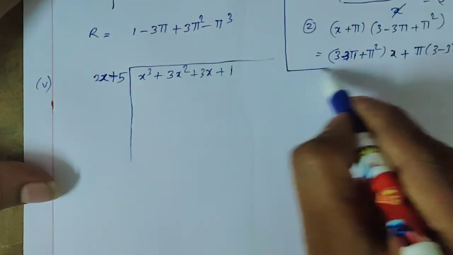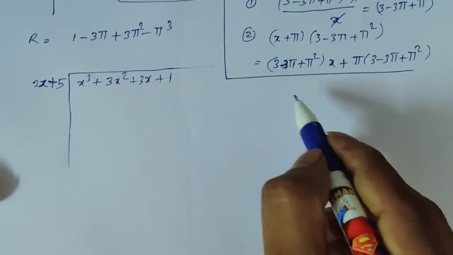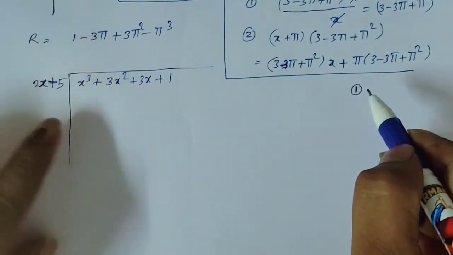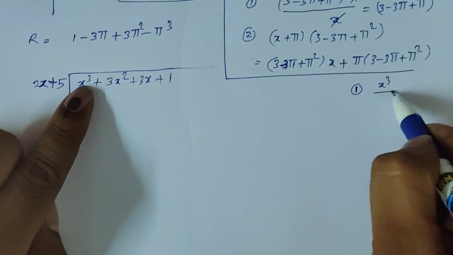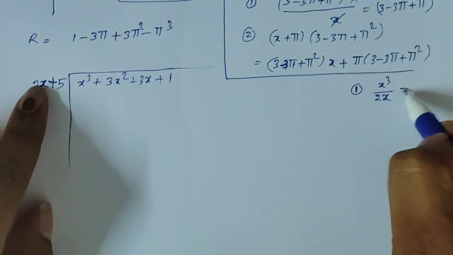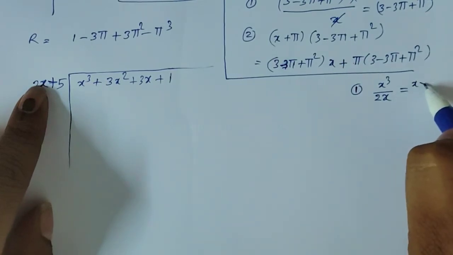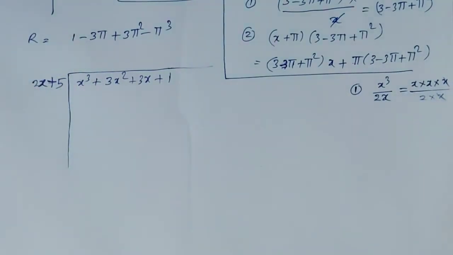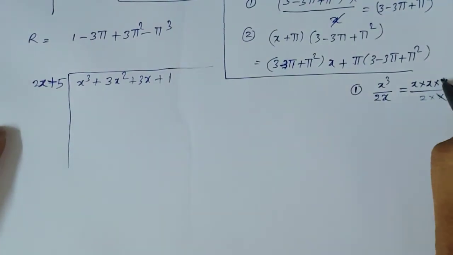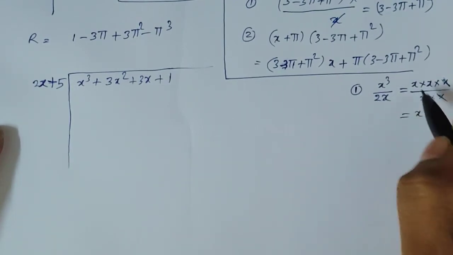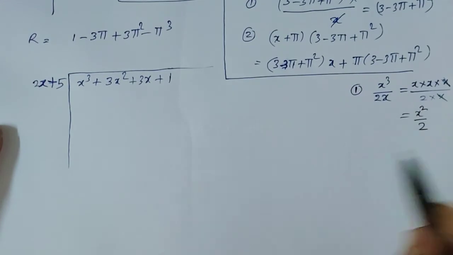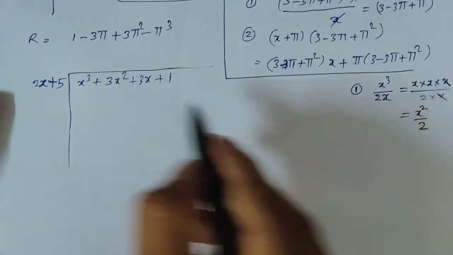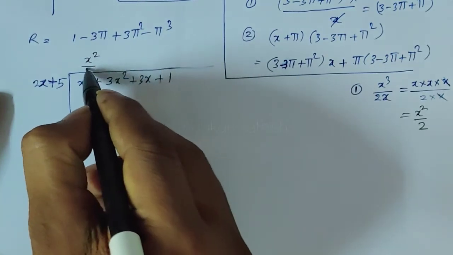You know that we need to follow certain steps, right? The first step is what? The first term in the dividend should be divided by the first term in the divisor. So x cube by 2x. x into x gets cancelled, x gets cancelled. So you will be left with x square by 2. So this is the quotient term. Write it in the quotient area, x square by 2.